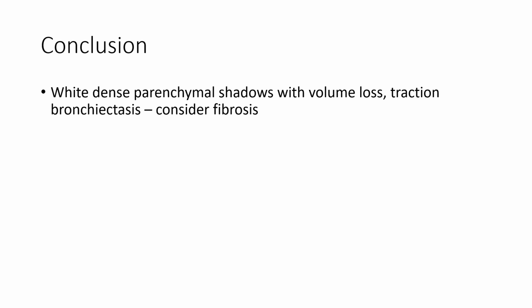So whenever you encounter dense white parenchymal shadows with volume loss and traction bronchiectasis, then you have to consider possible fibrosis. Thank you.